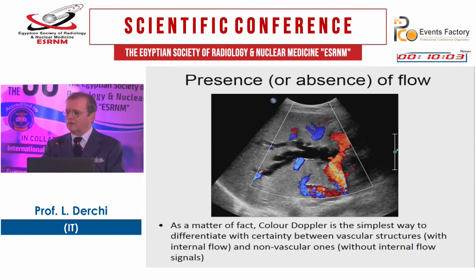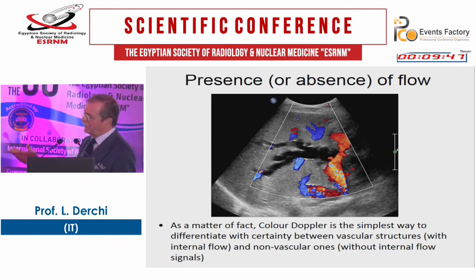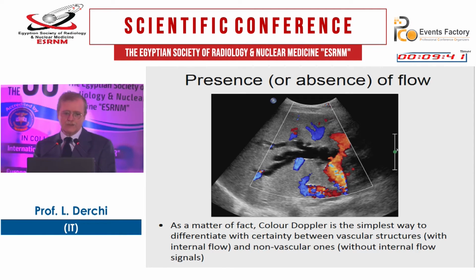As a matter of fact, color nowadays is the simplest way to differentiate with certainty between vascular structures which will show internal flow and non-vascular ones without internal flow, which are the blood vessels and the biliary vessels in this patient with jaundice. The biliary vessels are those which have no flow inside.